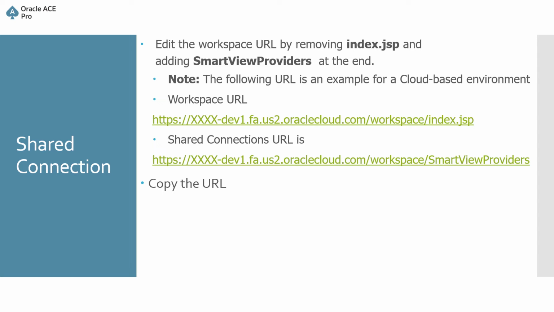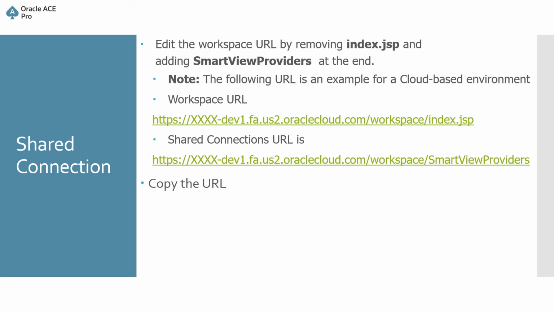So to get to that shared connection, you're going to want to copy the workspace URL by removing the index.jsp and adding SmartView providers at the end. So the way that you launch this is if you are launching Microsoft Excel and you have SmartView installed, there will be a ribbon at the top of your screen. You will click on SmartView. Under that ribbon, you will click Members, and then you will click Advanced, and there's your connections.